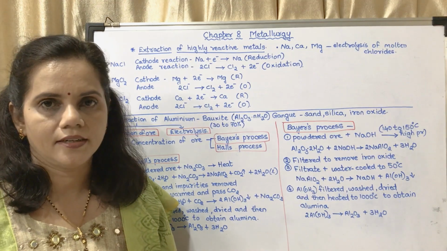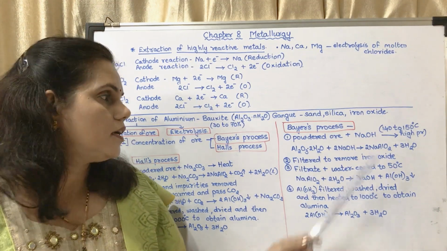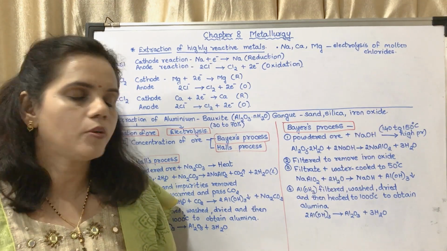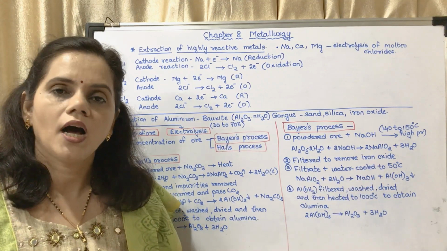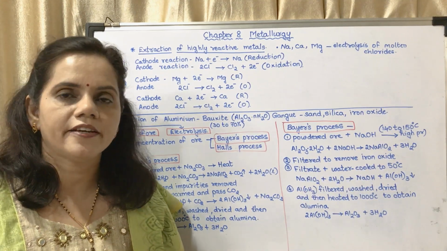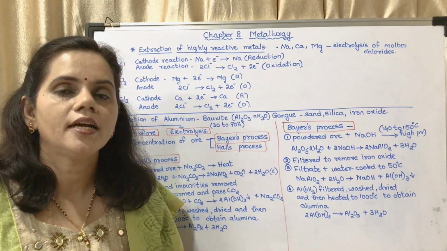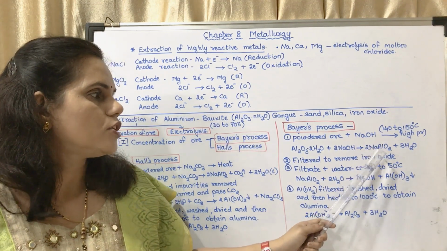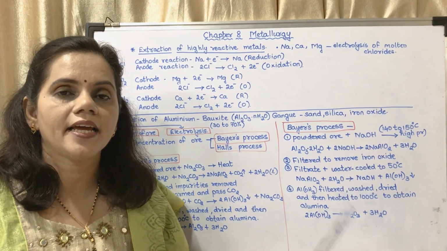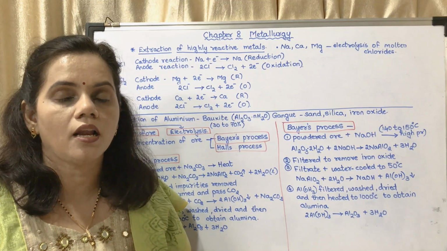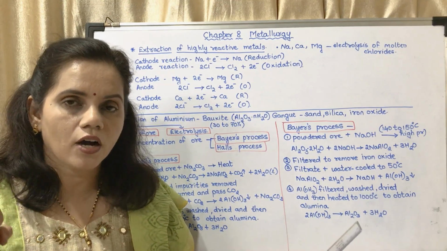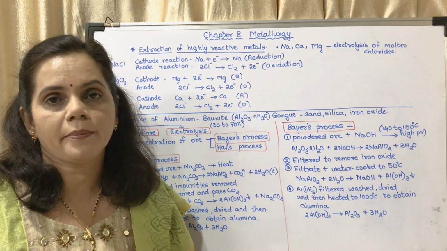That is filtered. What will happen if you filter? This solid form will be removed, that means filtered to remove iron oxide. Now you will get the filtrate, that means the solution in which you are having sodium aluminate, NaAlO2. There is Al which we want. We have to take out that Al from it.